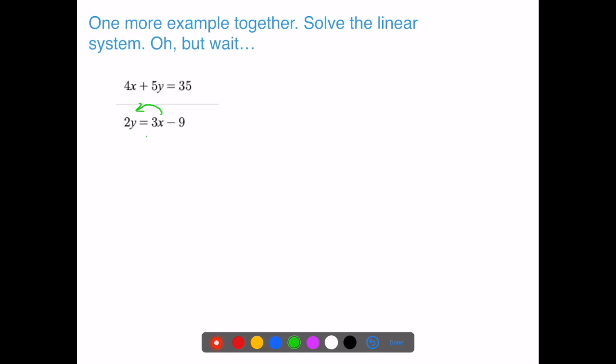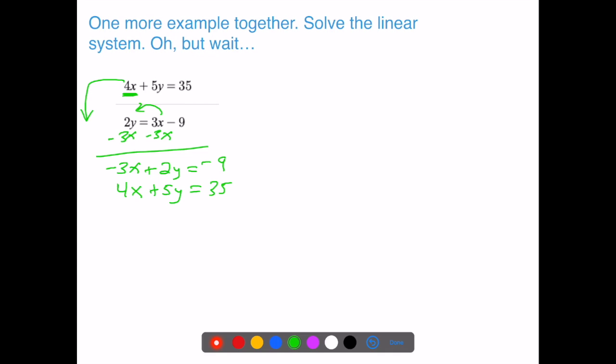So to do that, I'm going to subtract 3x from both sides. And since I want the x's first to line up with these x's, I'll write those first. So I have negative 3x. The y's are positive, so plus 2y. And what's left over here is just that negative 9. And I'll bring down the first equation just so we have everything lined up. So I have my 4x plus 5y equals 35.